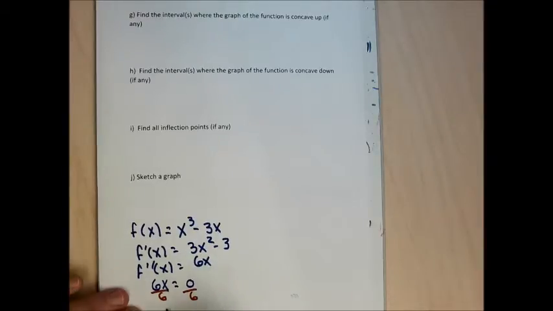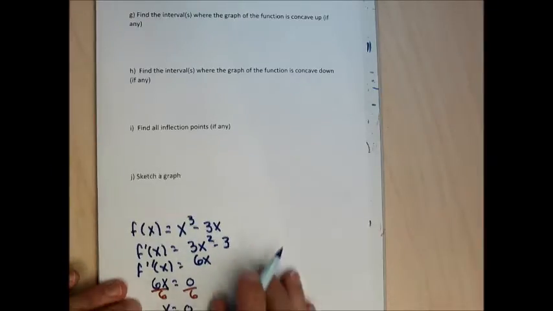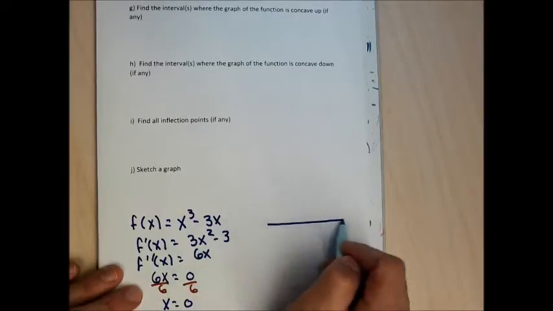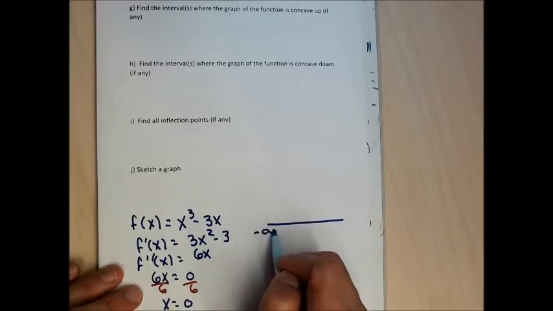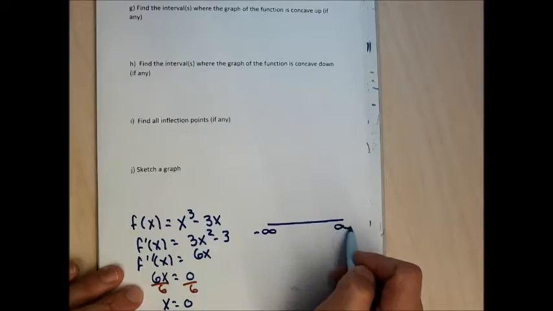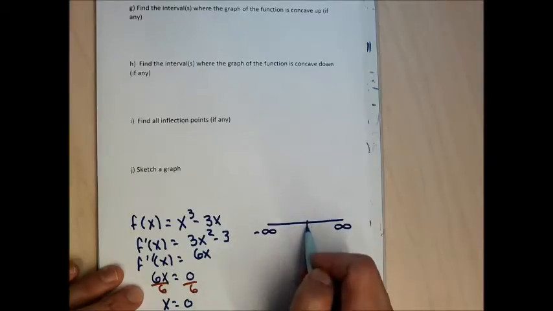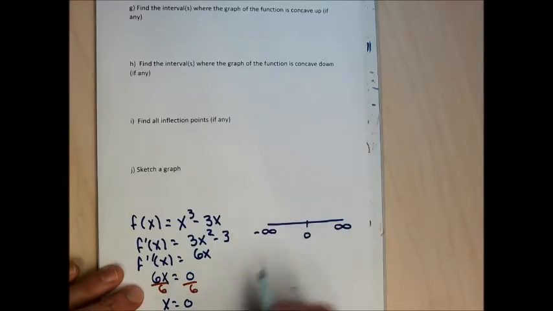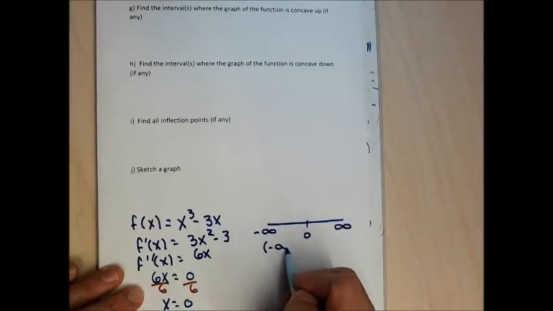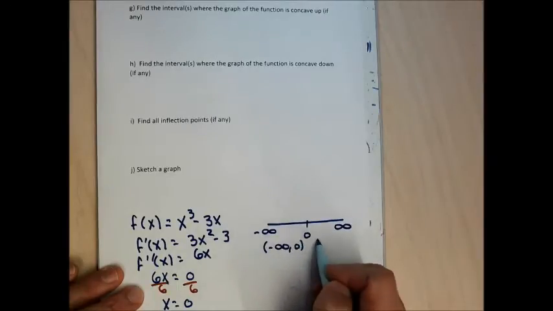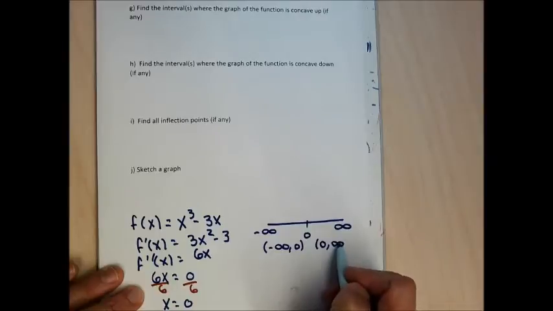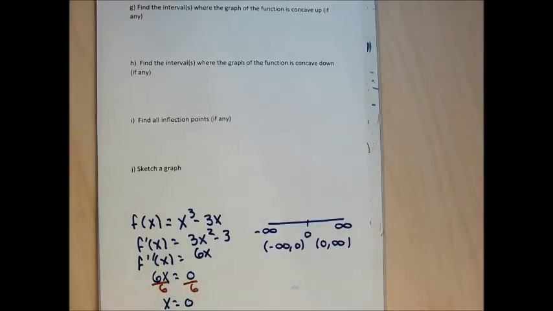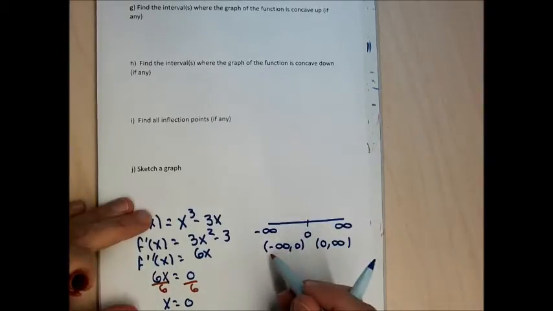When I set it equal to 0, I get x equal to 0. I'm going to put on a number line, negative infinity on the far left edge, positive infinity on the far right edge, 0 between the infinities, which is my critical value. Create an interval from negative infinity to 0, an interval from 0 to infinity. Now I'm going to plug test numbers into the second derivative.